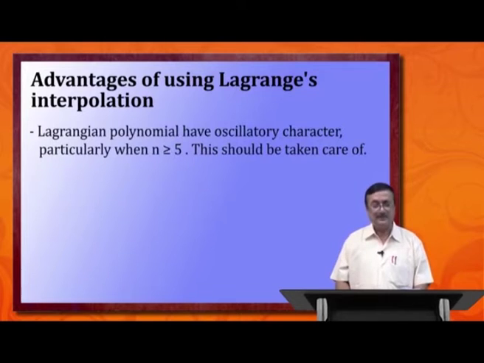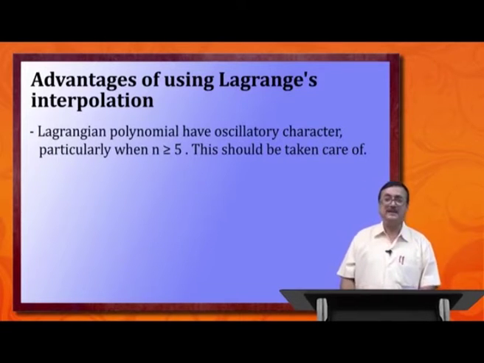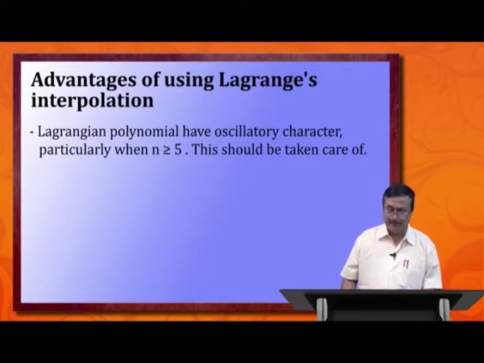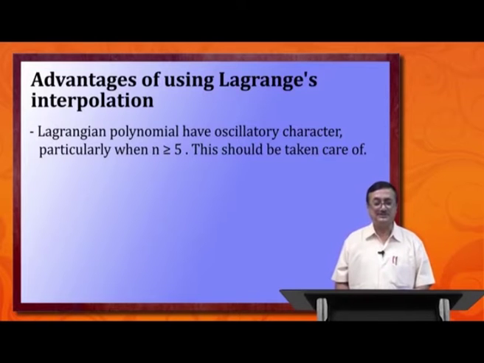Lagrange's polynomial has some disadvantage also, because in case when n is greater than or equal to 5, we shall see that Lagrange's polynomial will get oscillatory form. It oscillates within the limit of our interpolation.